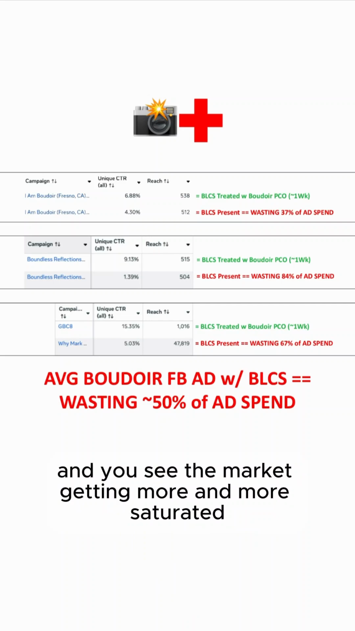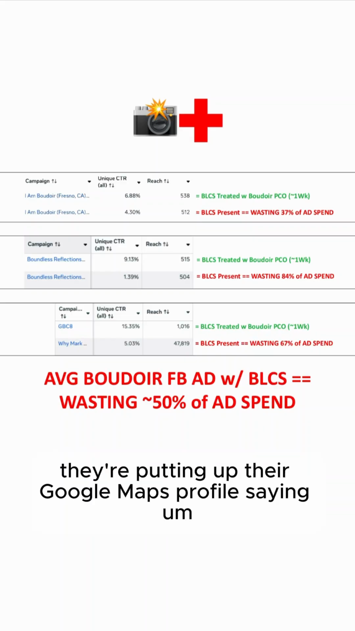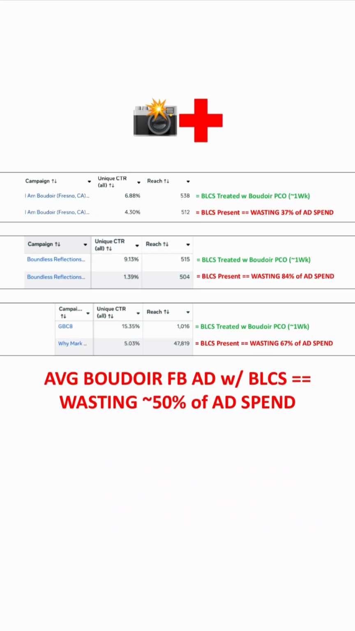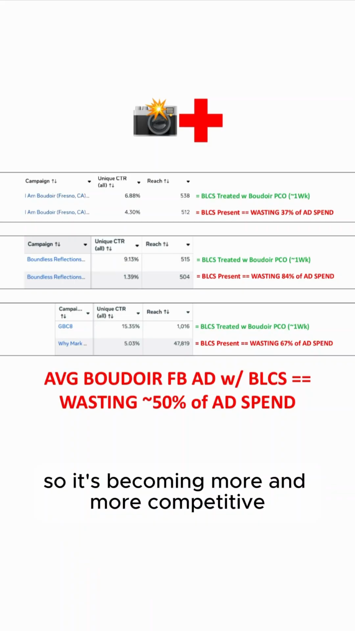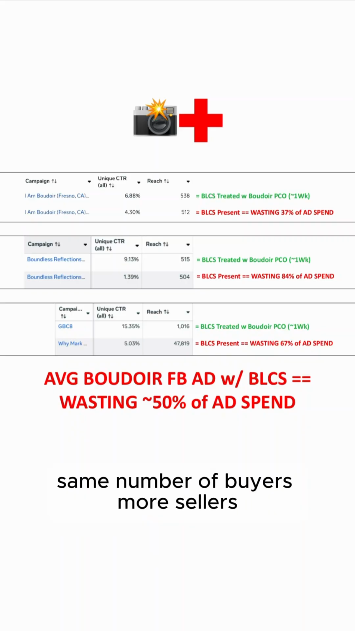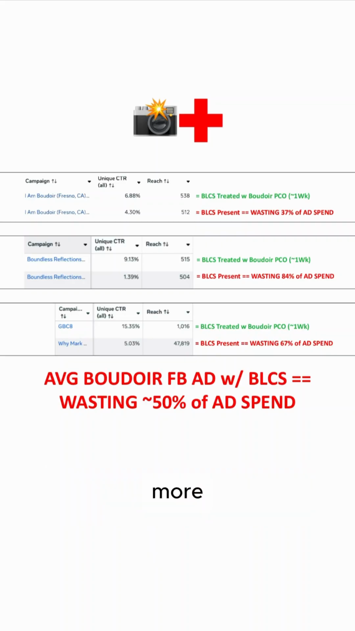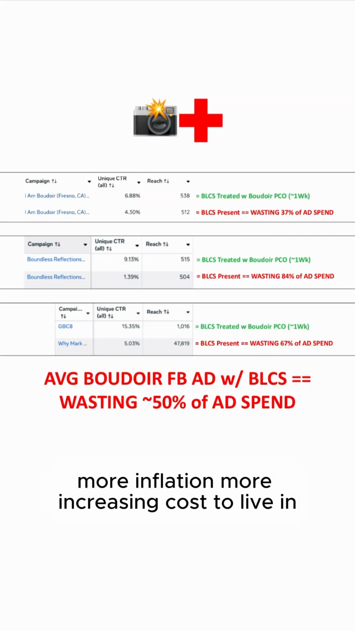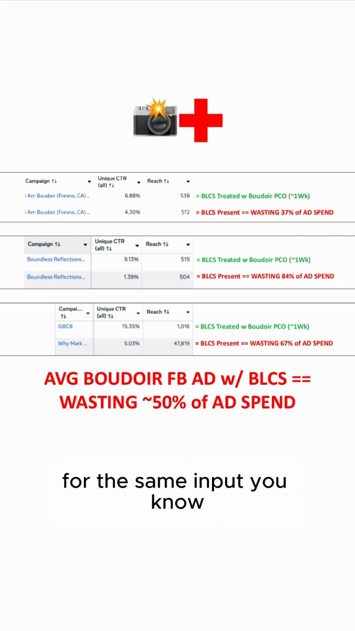you see the market getting more and more saturated. Every time someone new gets a new iPhone, they're putting up their Google Maps profile saying that they now shoot boudoir, or they got a new camera. Now they're in the mom group saying they also now shoot boudoir. So it's becoming more and more competitive, more saturated. Same number of buyers, more sellers, and we're also seeing more inflation, more increasing cost of living, and we've been optimizing other parts of our business to extract more profit out for the same input.